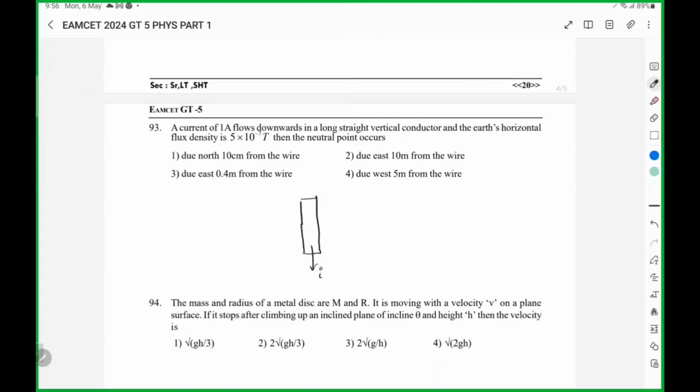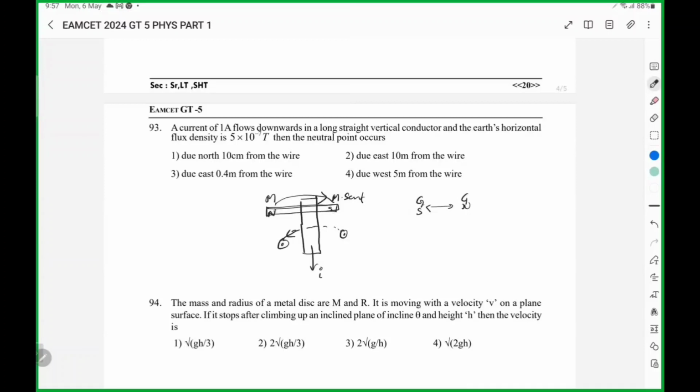If a current of 1 ampere flows vertically downwards, then the magnetic field will be circular loops. Magnetic field lines are circles. Suppose we consider the Earth like this. Here it is geometric north, magnetic north, magnetic south. That means geometric north will be this side, and geometric south. So the field lines will be like this.